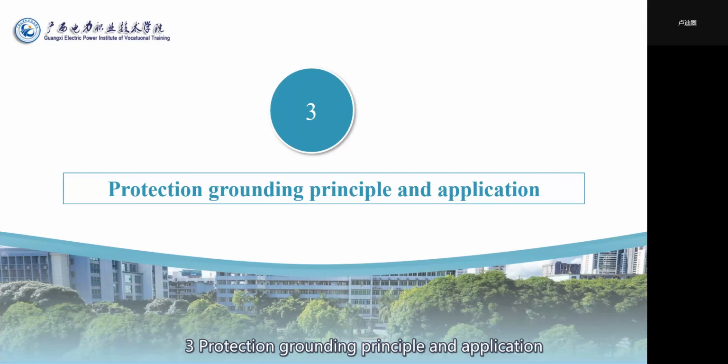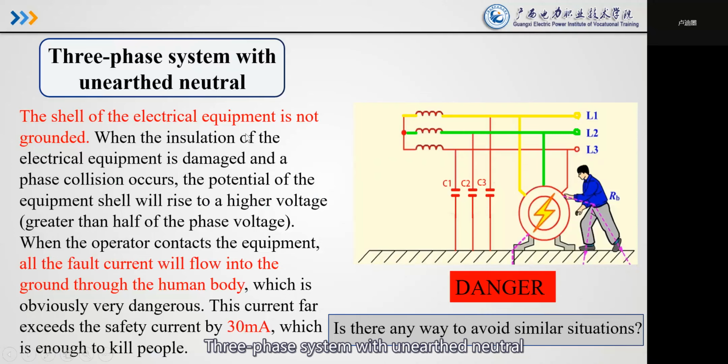Three, protection grounding principle and application. Three-phase system with neutral point not grounded. The shell of the electrical equipment is not grounded. When the insulation of the electrical equipment is damaged and a phase collision occurs, the potential of the equipment shell will rise to a high voltage. When the operator contacts the equipment, all the fault current will flow into the ground through the human body, which is obviously very harmful. This current far exceeds the safety current of 3 mA, which is enough to kill people. This is very dangerous.